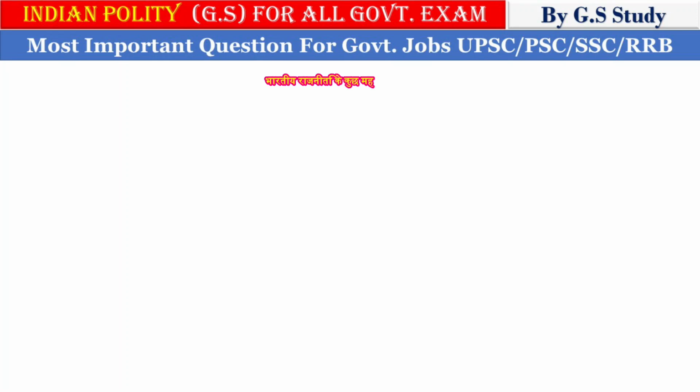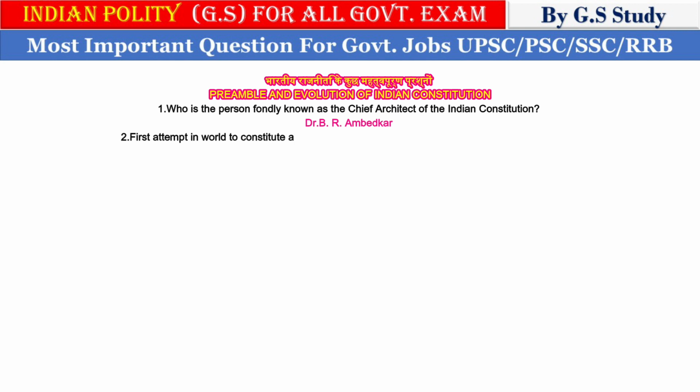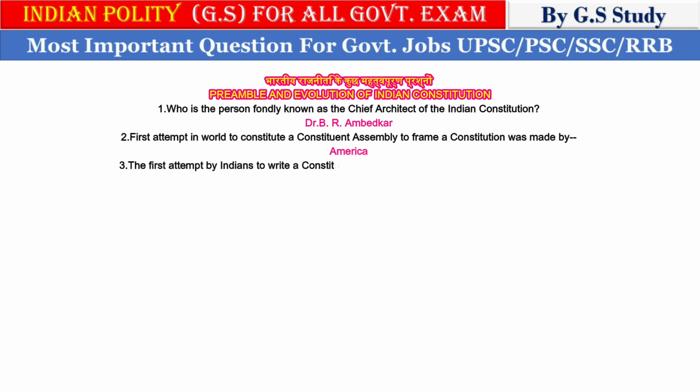भारतीय राजनीति के कुछ महत्वपूर्ण प्रश्नों। Preamble and evolution of Indian Constitution। 1. Who is the person fondly known as the chief architect of the Indian Constitution? Dr. B.R. Ambedkar. 2. First attempt in world to constitute a constituent assembly to frame a constitution was made by America. 3. The first attempt by Indians to write a constitution to India was done by a committee headed by Motilal Nehru, which is known as Nehru Report.